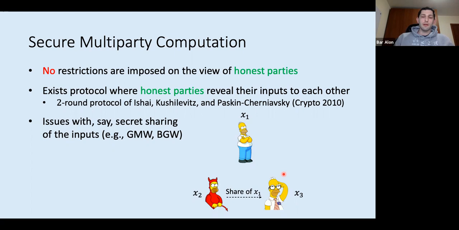So again, this could lead to problems, because now the adversary holding one share of X1 learns nothing. But when it sends it to the other party, that party knows X1. And this leads to the same results as before. So again, these are types of protocols that we don't wish to have. These are arguably undesirable. So this raises a natural question.